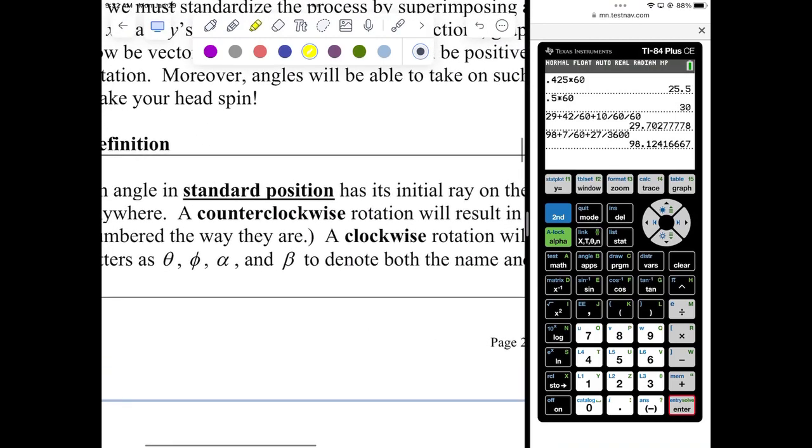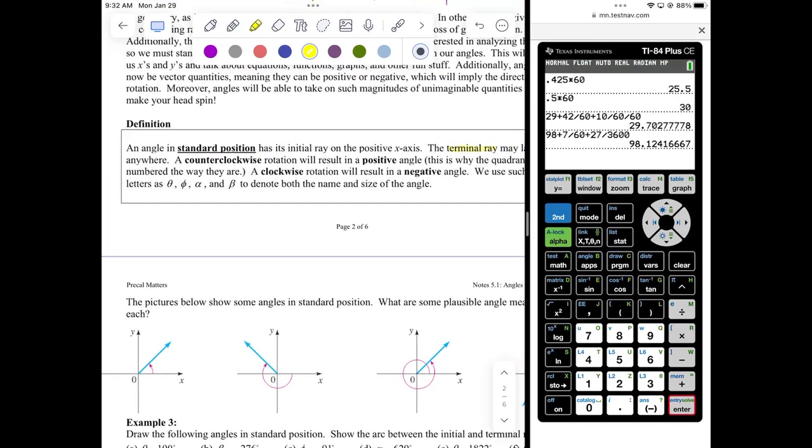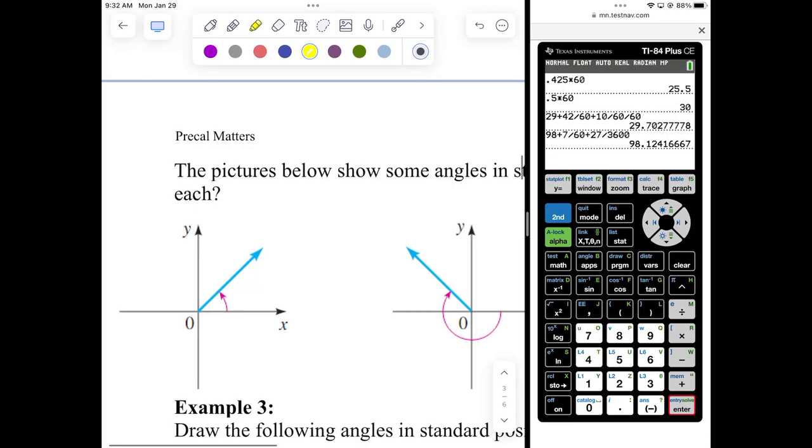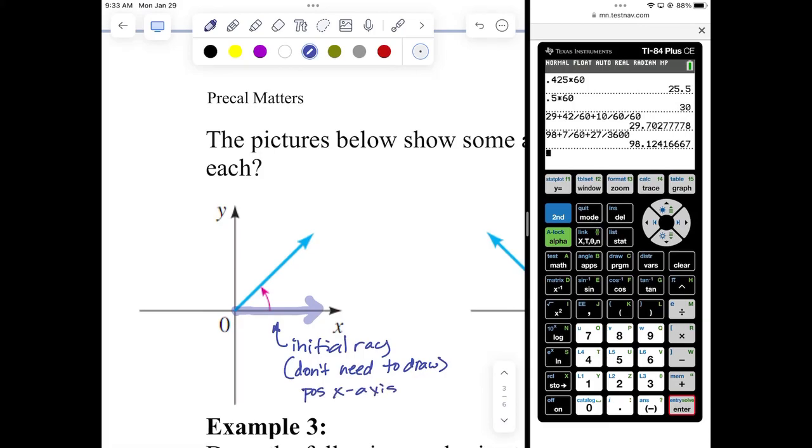And then we use Greek letters. This is theta, phi, alpha, and beta. We typically use Greek letters to denote both the name and the size of the angle, as I already mentioned. Here are some examples right here. Standard form. Notice the x and y axis. The initial ray is this right here. It's always the positive x-axis, so we don't even need to draw it, because it's always the positive x-axis facing due east.